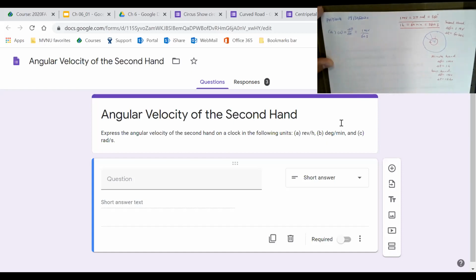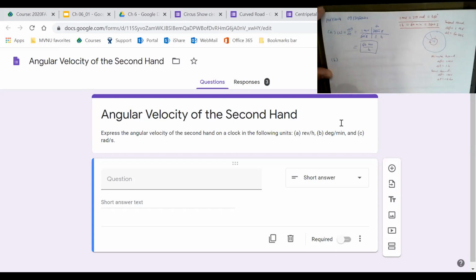But you want to have this in revolutions per hour. So you can convert the seconds to hours. In 1 hour, there are 3,600 seconds. So then you multiply by 3,600 over 60, which gives you 60. Seconds go away. So that's 60 revolutions per hour. So that's A.